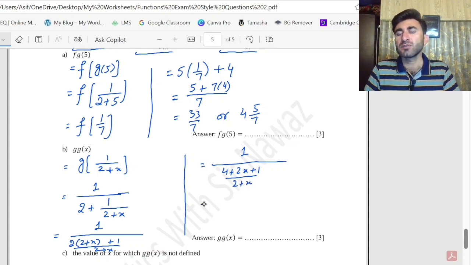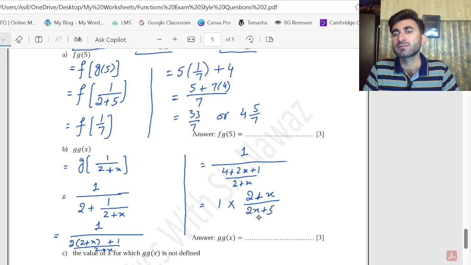Now we can take the reciprocal and it will be 1 multiplied to 1 was the numerator, multiplied to 2 plus x, which was the denominator, and divided by the numerator of this fraction, which will become 5 plus 2x or 2x plus 5. So the composition actually becomes x plus 2 divided by 2x plus 5. So that is the value of g of g of x, x plus 2 divided by 2x plus 5.